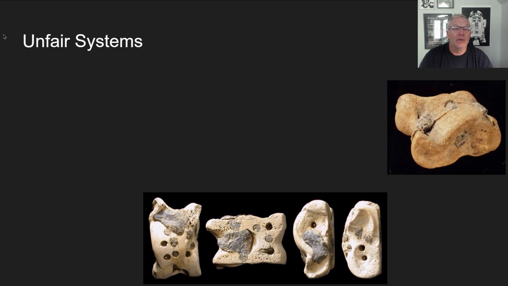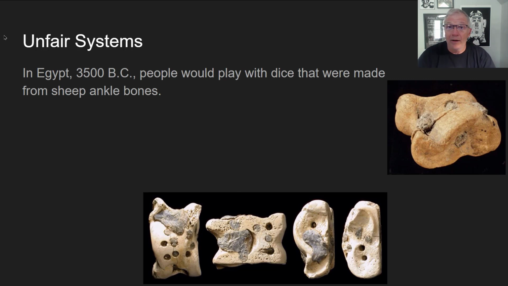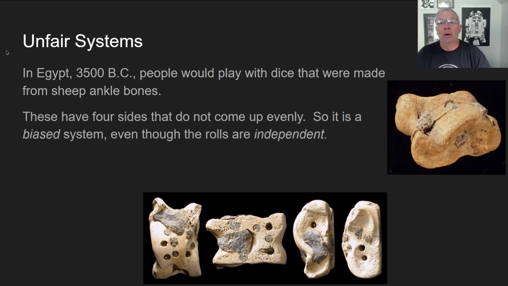Okay, so for example, and I actually love this case because it illustrates how new and how novel our understanding of probabilities is. As a science, probability theory is just a few hundred years old. If you had gone back to ancient Egypt, we've got archaeological evidence that they played a game like dice using sheep ankle bones. And what's interesting about these ankle bones is that when you throw them, they don't come up at an even, unbiased outcome. So some sides are more likely to come up than others, which makes for a biased output. They have four sides, but they don't come up evenly because they're not uniformly shaped the way a die would be. So it's a biased system, even though the rolls might be independent depending on how somebody's rolling those out.